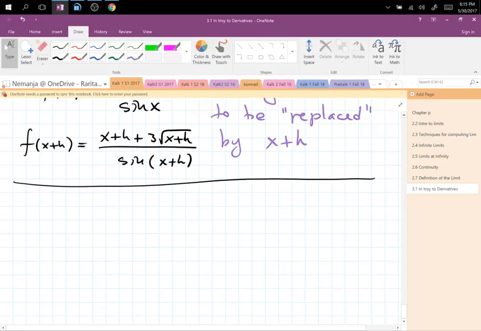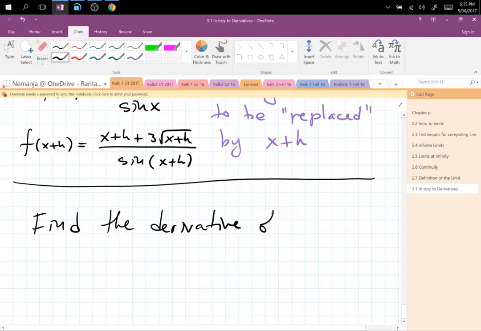Now that we are at the topic of the square root, right? Find the derivative of f of x equals 3 square root of x. Let's see what you get while I meet my destiny.